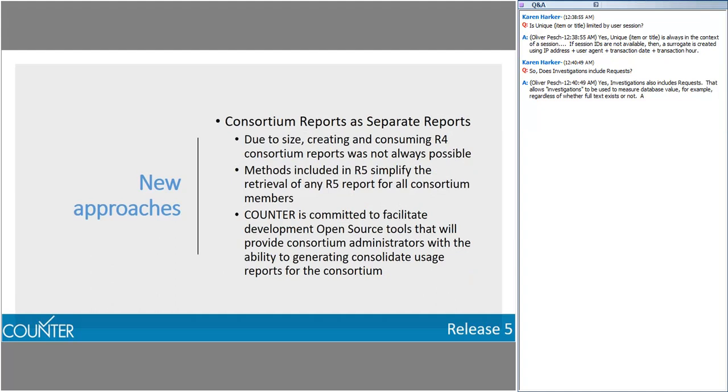The other big feedback we had, and I think particularly from the US, was that consortium reports are not a requirement in Release 5. And this is that due to their size, creating and consuming Release 4 consortium reports was not always possible. And of course, we want to achieve a code of practice that is possible for everybody to implement. Methods included in release 5 simplify the retrieval of any release 5 reports for all consortium members. So again, this is a new approach, and COUNTER is committed to facilitating the development of open source tools that will provide consortium administrators with the ability to consolidate usage for all of their consortium members.